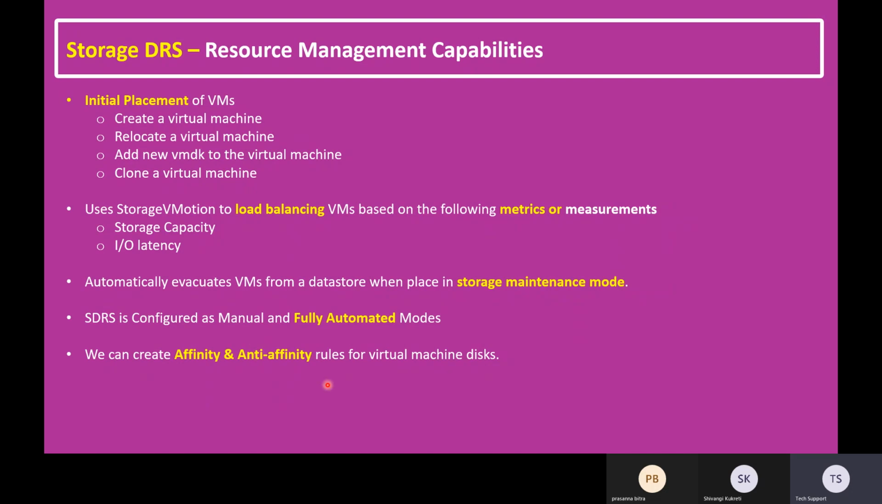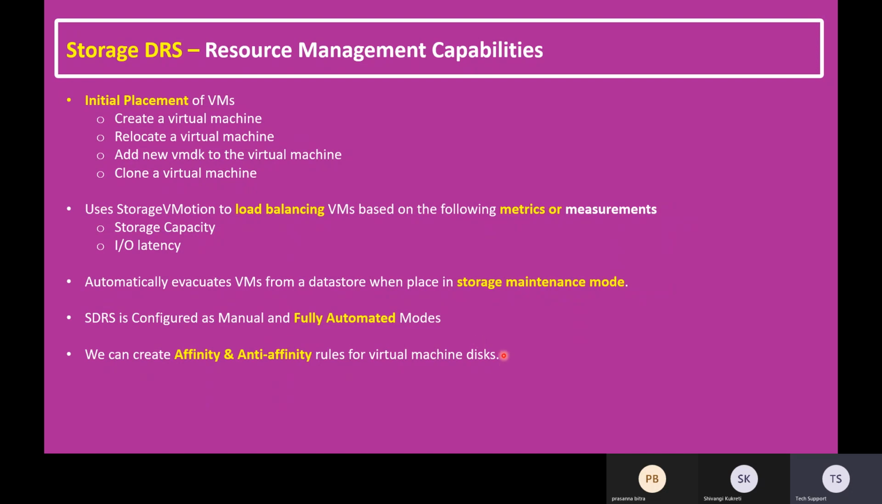C drive is dedicated for an operating system and D drive is dedicated for a data disk. We can configure anti-affinity rules so all the operating system disks are created on one data store, and all your data disks you can create on another data store. That anti-affinity rule is nothing but separating your virtual machine files or virtual machine disks. So affinity and anti-affinity rules apply to virtual machine disks.